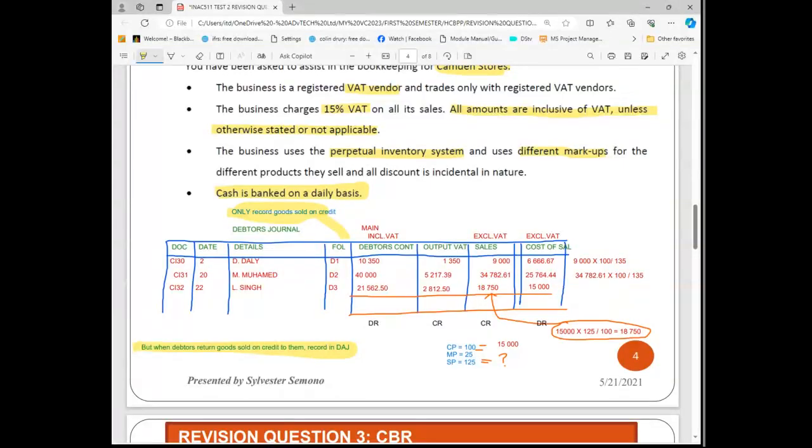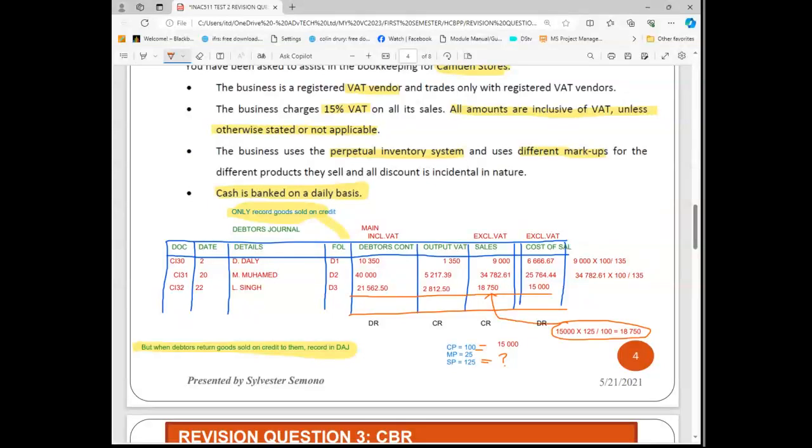columns are similar. You still have document number, date, details, folio, debtors control. Here is going to be input VAT. And this one will change to be sales returns. Can you see now? Yes. And then cost of sales will remain cost of sales. Only two columns will change. Only output VAT and sales. Output will become input. Sales will become sales returns. But the procedure for recording is the same. Okay.